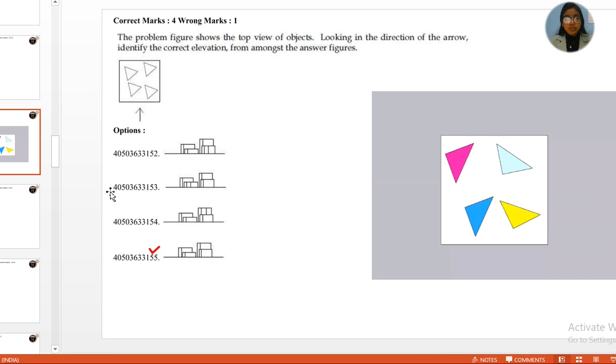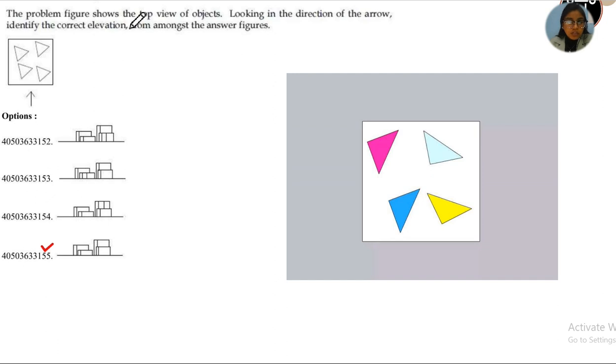So in this question, the problem figure shows the top view of an object. The top view of an object is given to you. Looking in the direction of the arrow, the direction of the arrow is this one. You have to look at the front elevation, that is the front of the building, and identify the correct elevation from the answer figure.